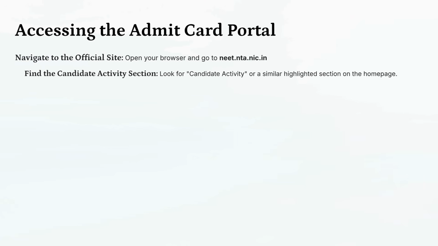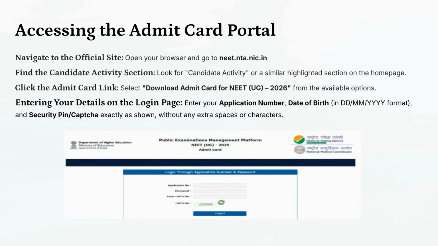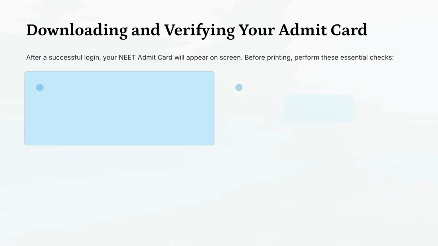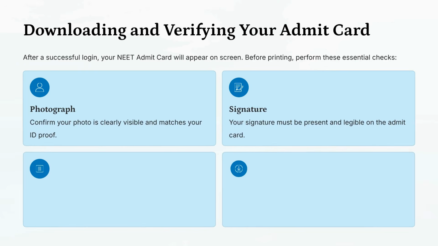Now go to the official website and find the candidate activities section. Click on download NEET UG 2026 admit card. Enter your application number, date of birth and security pin carefully. Once submitted, you will be able to access your admit card. After logging in, your admit card will appear on the screen.